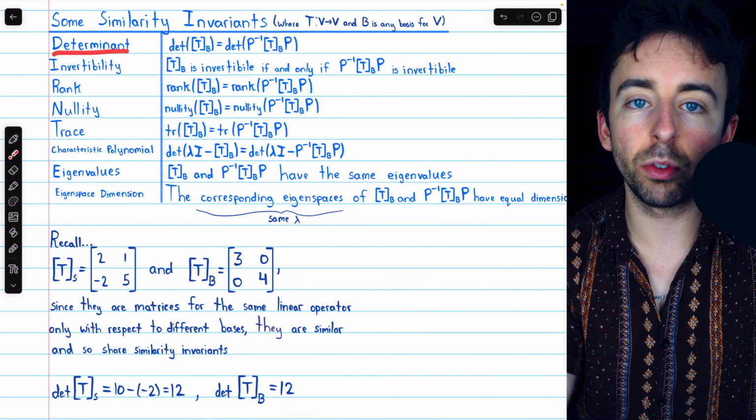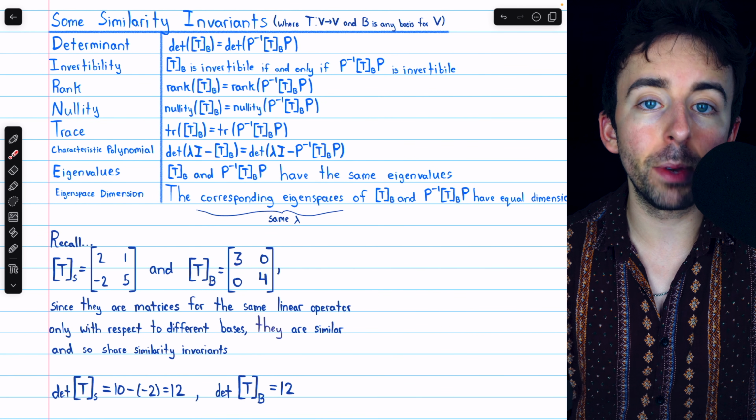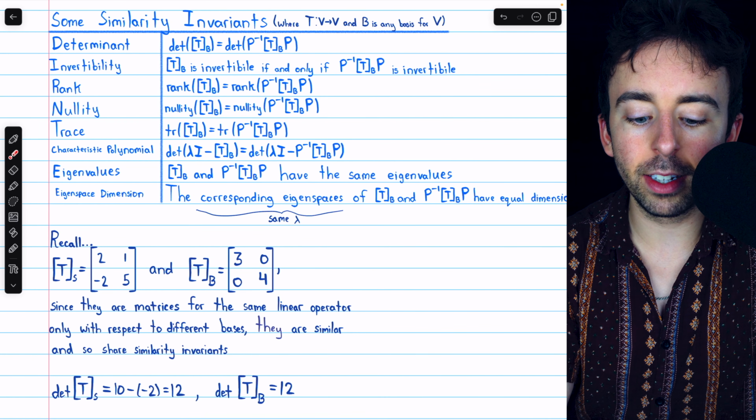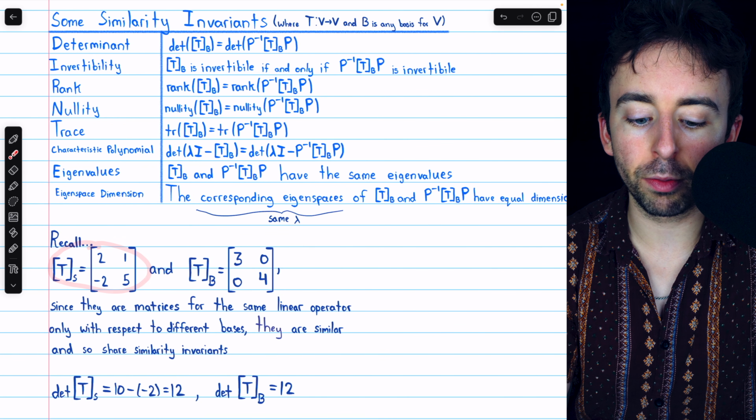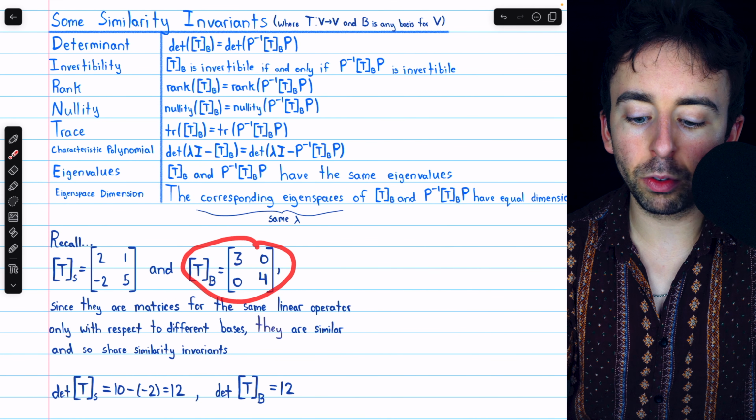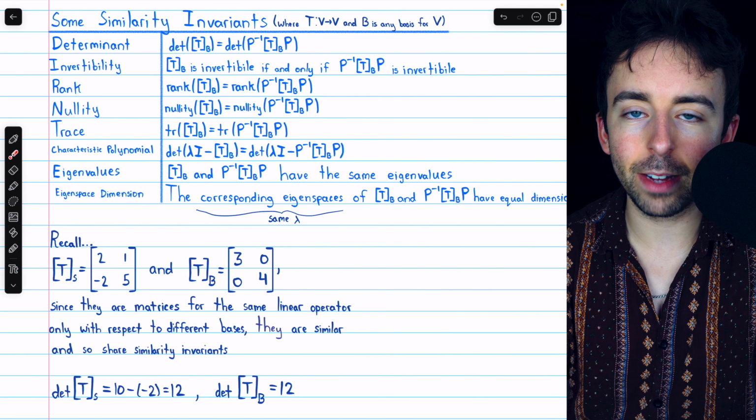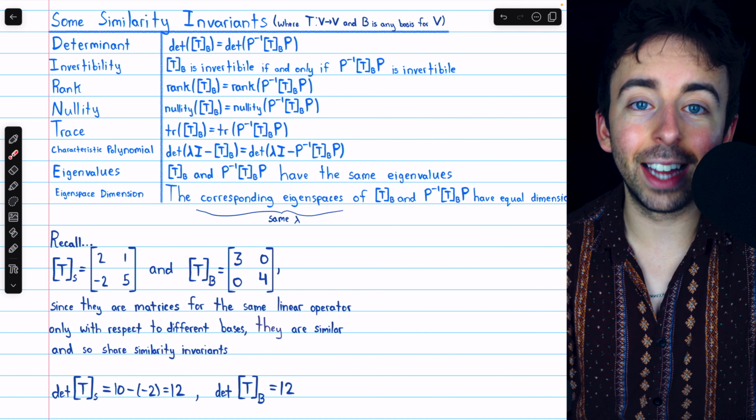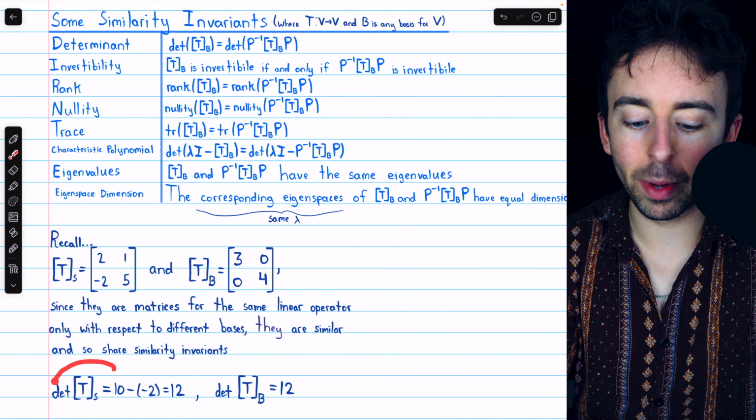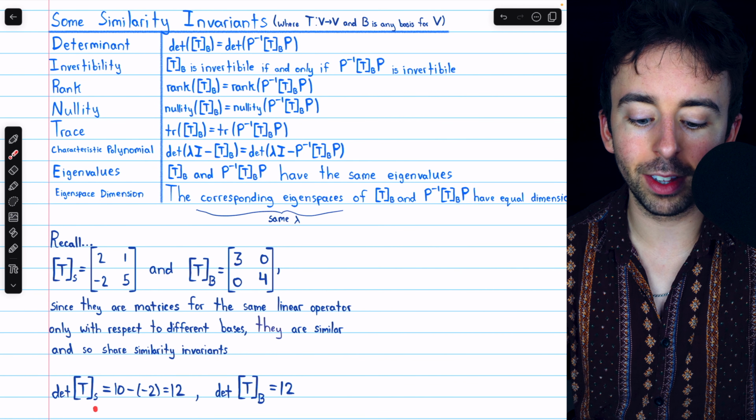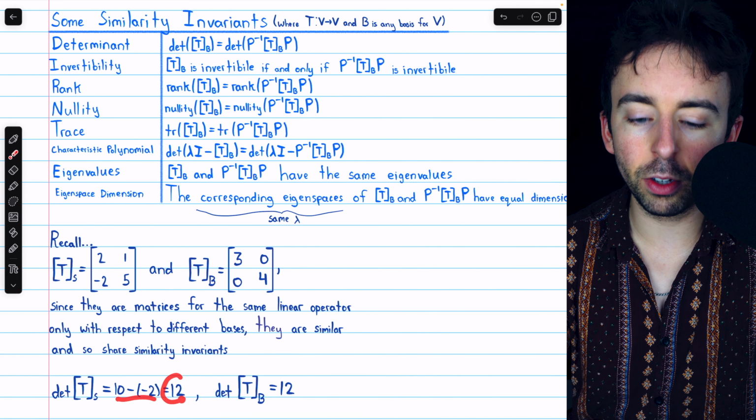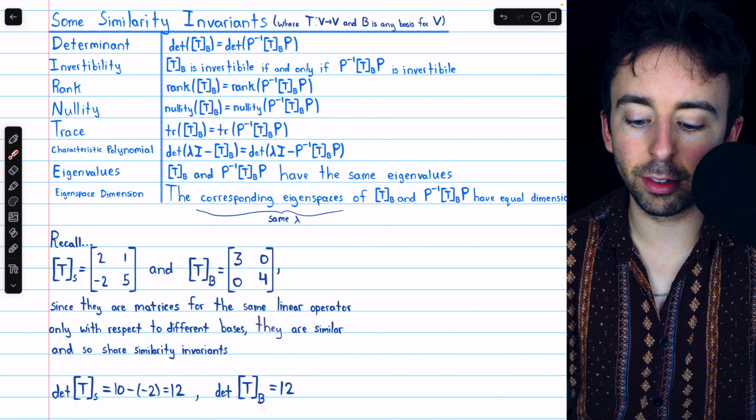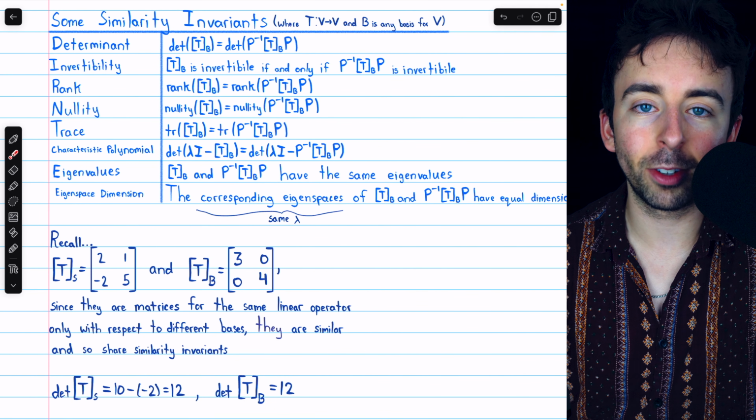The determinant of those two transformation matrices should be equal, because they're matrices for the same transformation, just with respect to different bases. This matrix was with respect to the standard basis, and this matrix was with respect to that other basis B. They've got to have the same determinant because they're matrices for the same linear operator. And indeed, we see they do. The determinant of the transformation matrix relative to the standard basis is 10 minus negative 2, so 12. And the determinant of the transformation matrix with respect to that new basis B is 12 minus 0, so 12.